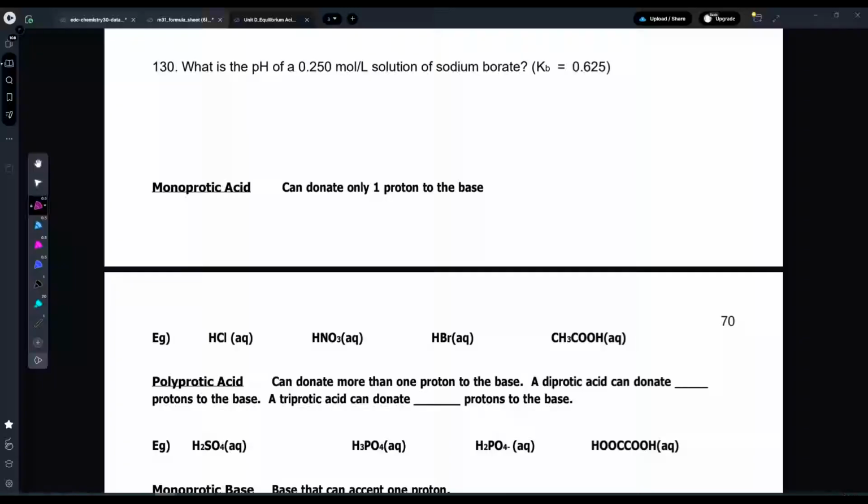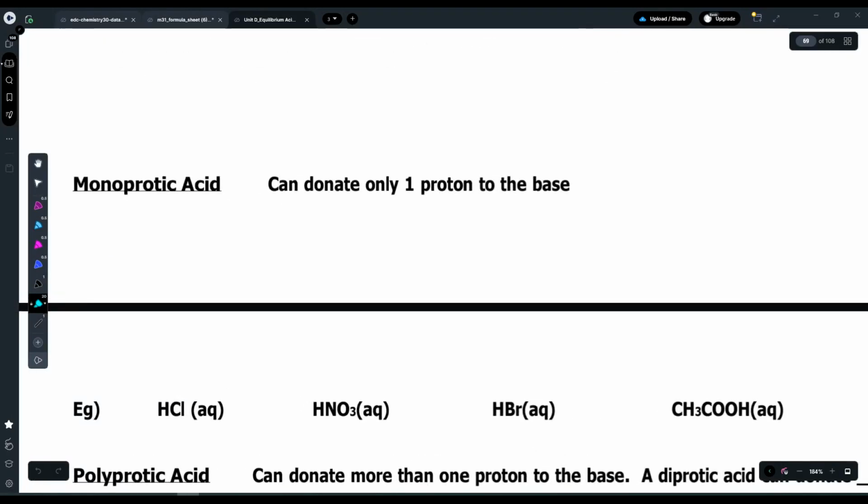In this video, we're going to define monoprotic and polyprotic acids and bases, and then we're going to go over the steps to writing chemical reactions for polyprotic species that are undergoing a titration. So to start off with, we've got monoprotic acids.